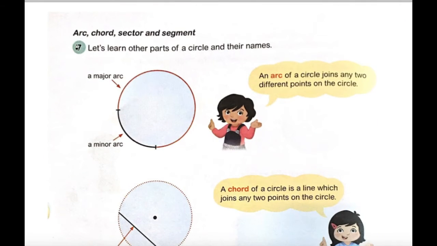Okay, now we're going to learn about arc, chord, sector, and segment. So, arc. In bahasa Indonesia, we learned it and the name is busur. Yeah, arc is busur. An arc of a circle joins any two different points on the circle. This is the minor arc, busur yang kecil, and the major arc, busur yang besar. Okay, if you add the minor arc and the major arc, it will be the perimeter of the circle. Kalau digabung akan menjadi kelilingnya.